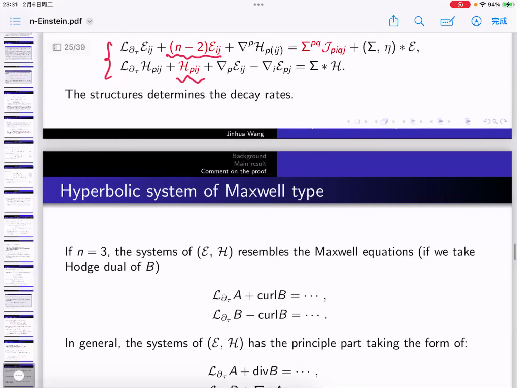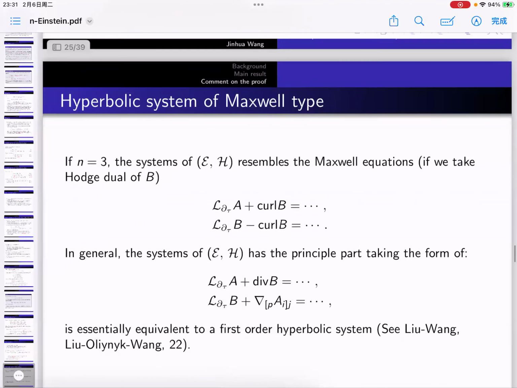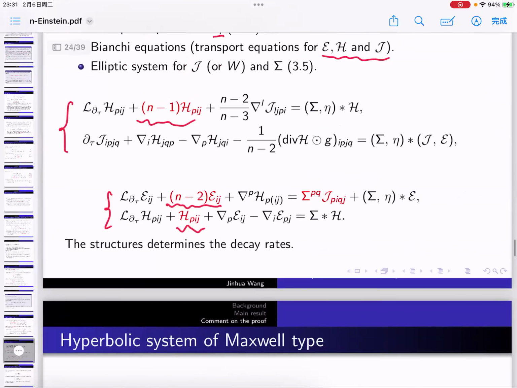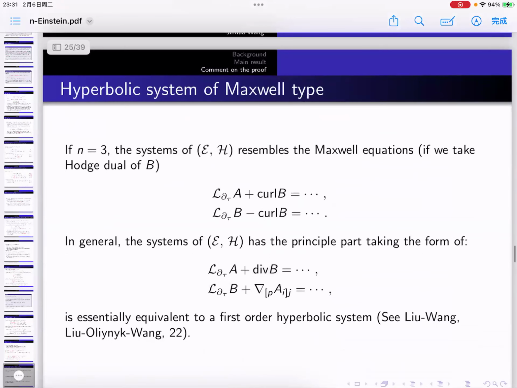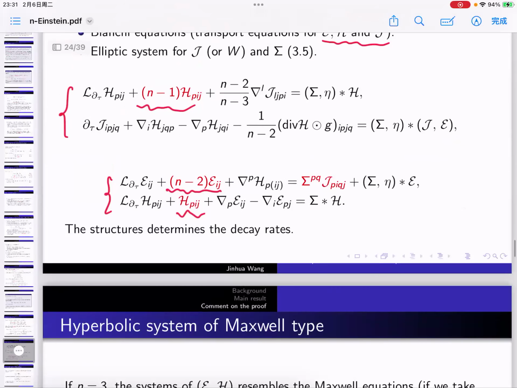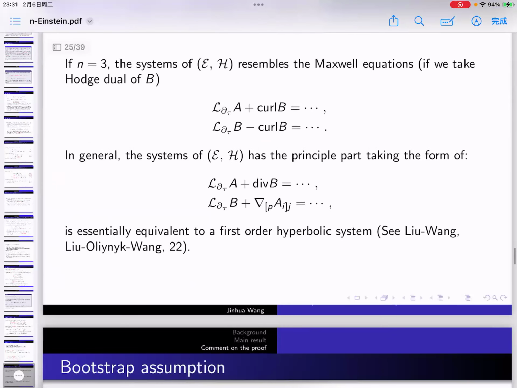Actually, if n is 3, this system is essentially the Maxwell type equation. But in the general dimensional case, the principal part of this system takes the following form. This is essentially equivalent to a first order hyperbolic system. This was proved by the work of myself and Liu, Cao and Todd for the Einstein-Yang-Mills system.